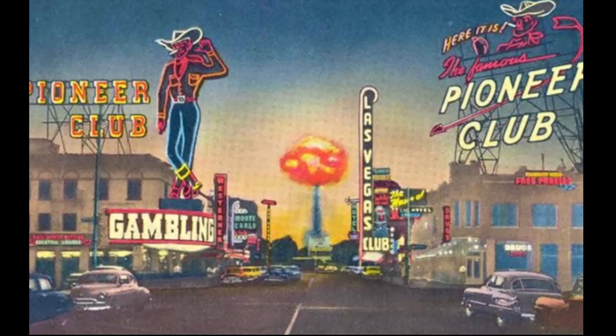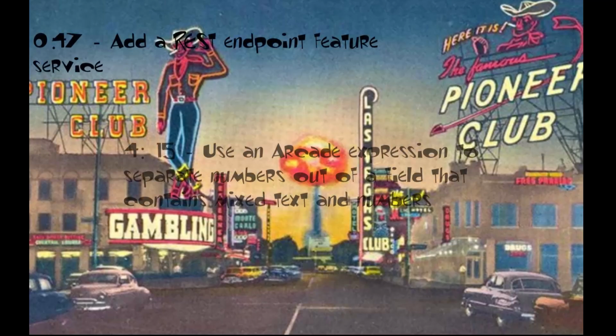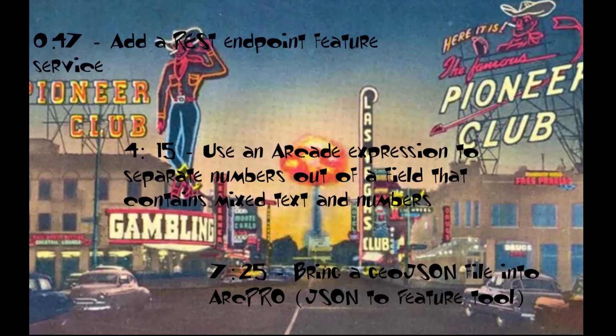Highlights of this episode: we're going to add a REST endpoint feature service. Also, use an Arcade expression to separate numbers out of a field that contains mixed text and numbers. And finally, bring a GeoJSON file into ArcGIS Pro using the JSON to Features tool. Let's go!